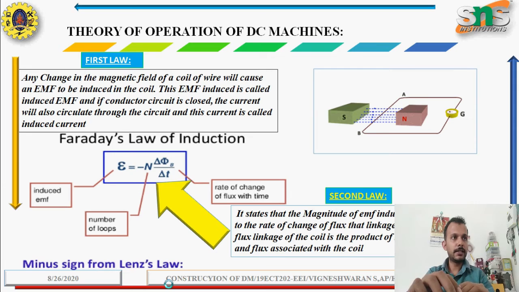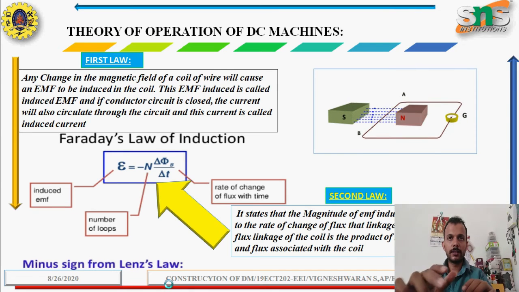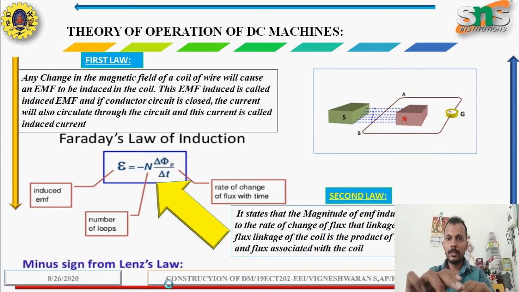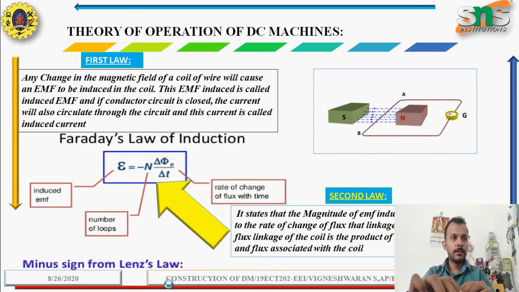The first law states that any change in the magnetic field of a coil of wire will cause an EMF to be induced in the coil. This is what is shown in the diagram. When the coil moves, it experiences a change in magnetic field, and this change creates an EMF, which is indicated by the galvanometer. This induced EMF will produce a current if it is a closed circuit. If the conductor circuit is closed, the current will circulate through the circuit, and this current is called the induced current.